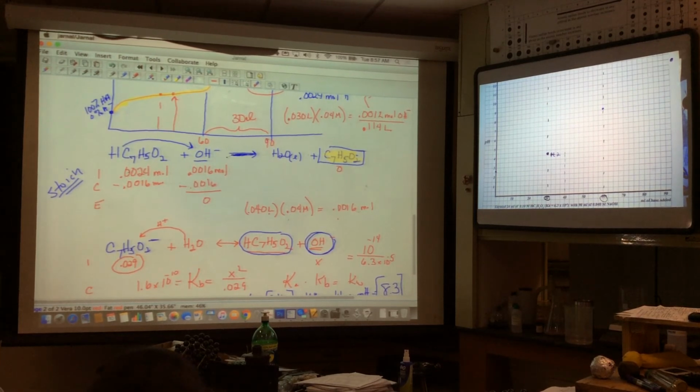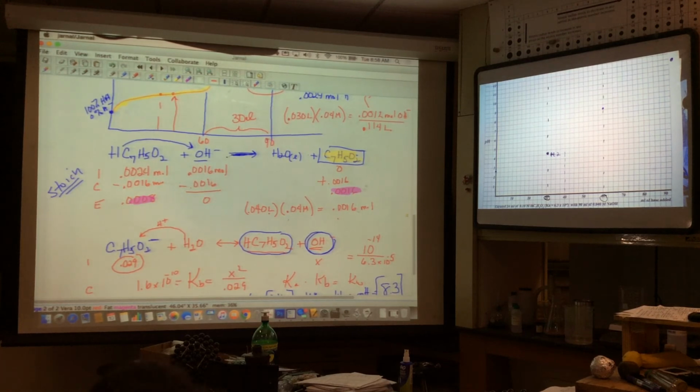And how much acid is remaining? I think we can do that math. 0.0008. Now this is minus 0.0016. What must this be? Plus 0.0016. So party people, we just came up with something really important. We have the moles of my conjugate base. We have the moles of my acid.